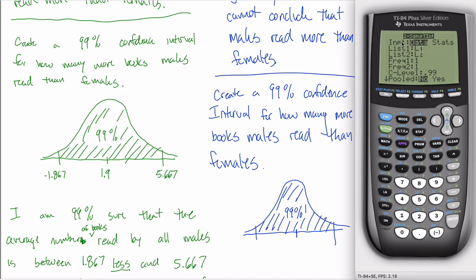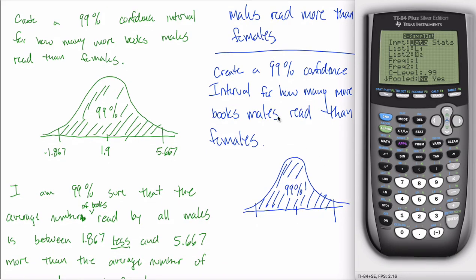All right. Where is what you're going to call list 1? Well, we'll call the males list 1, and that was in L1. And then we'll call the females list 2, and that was in L2. And the reason I want to put them in that order is because the question asks me how many more books males read than females.